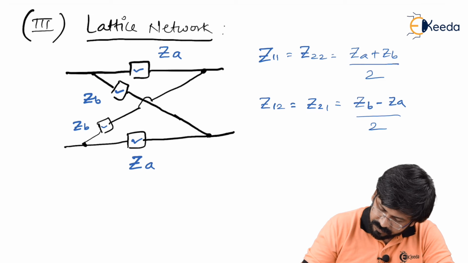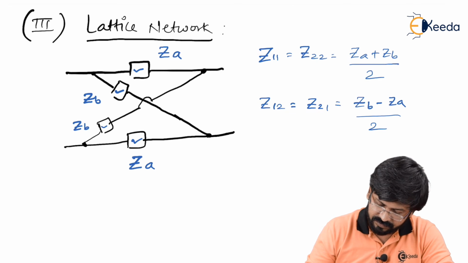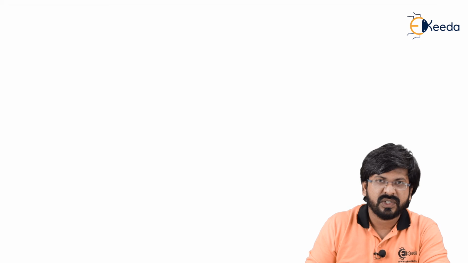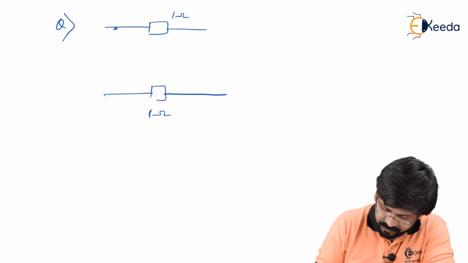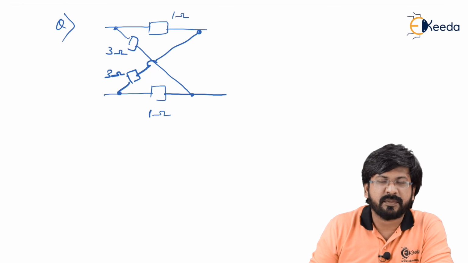In fact, we can see a problem based on this, and we will see how to get Z parameters directly for a lattice network. So whenever you have a lattice network, you can write Z parameters directly like this. So let's see a question. This is 1 ohm. This is 1 ohm. This is 3 ohms. Similarly, there is one more impedance like this. Again, this is 3 ohms. And in this, you have to calculate Z parameters directly.